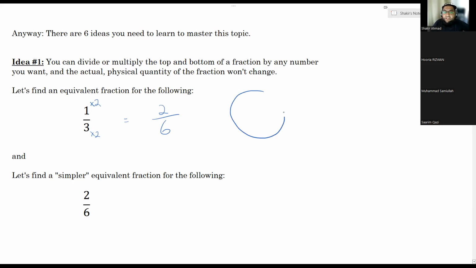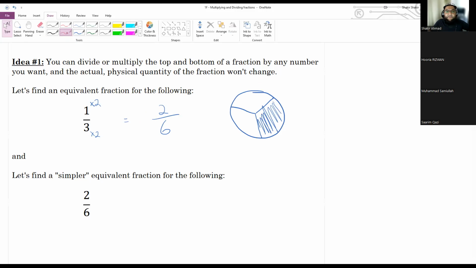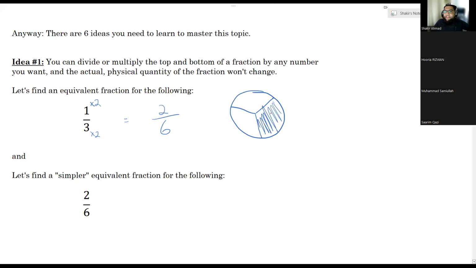If you think about it, imagine you had a pizza, and you divided this pizza up into thirds. And Huria might have had 1/3 of the pizza. And then Huria decided, you know what? A third of the pizza, it's too big. It's so hard to eat. It's far too big. I'm going to split up the pizza into 6ths.